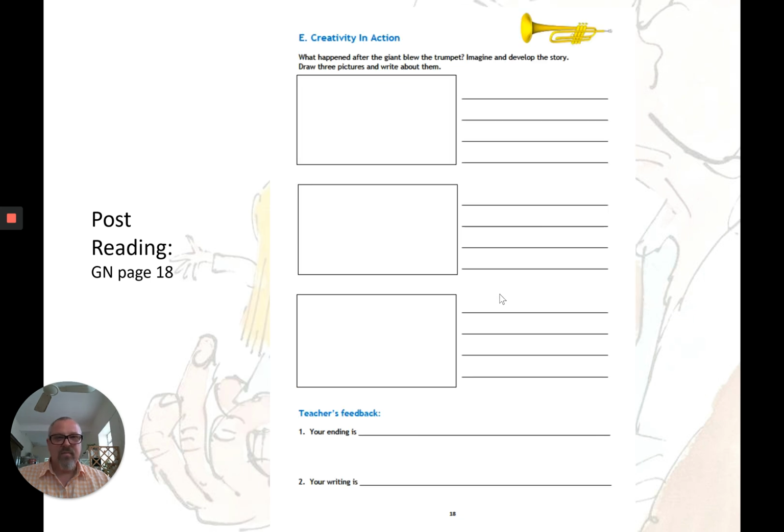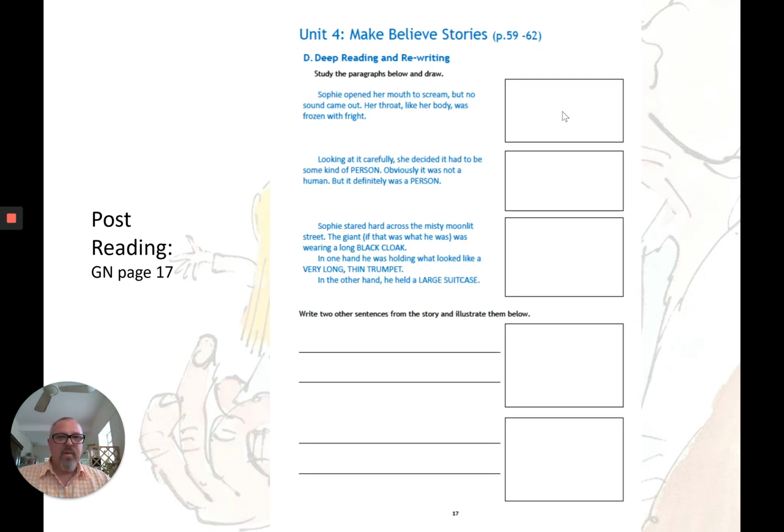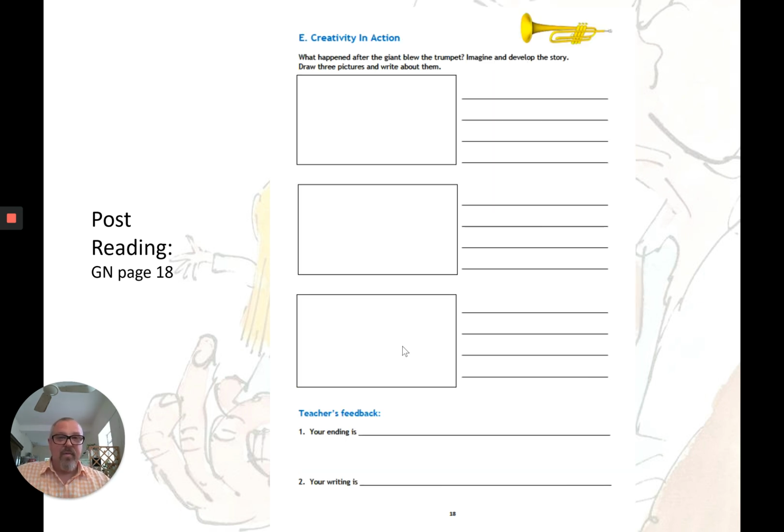On page 17, just illustrate some of these parts of the story that are given in text, and then choose 2 other parts of the story. Write a sentence or 2 down and illustrate it. Very straightforward.